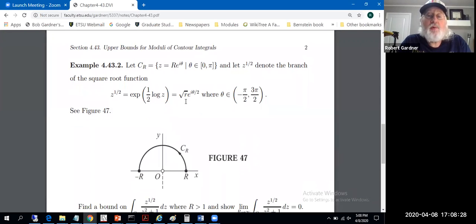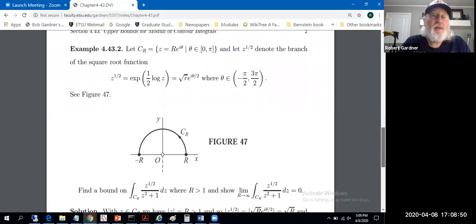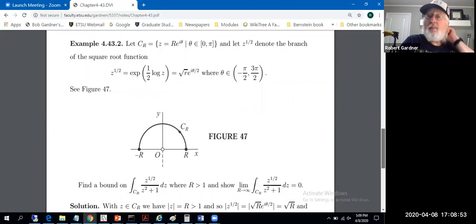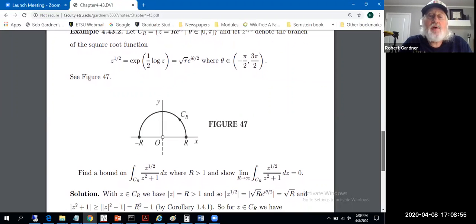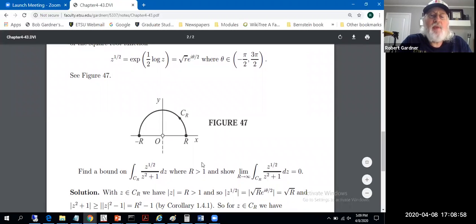In polar coordinates, we can write this as square root of r, e to the i theta over 2, expressing this branch of the logarithm in terms of natural logs and in terms of thetas. So that'll produce this, with the constraint that theta is between negative pi halves and 3 pi halves, excluding the endpoints. Here's the picture. We're looking for upper bounds on integrals, no doubt. Got good news for you. This time the branch cut doesn't interfere with contour C sub r, so we don't have to worry about any of that piecewise stuff on this one.